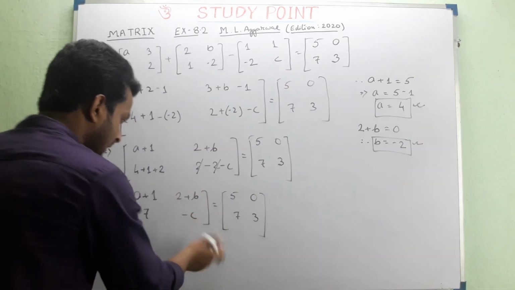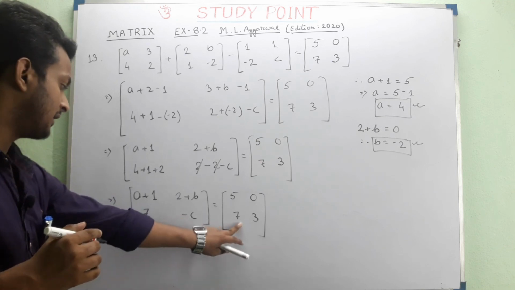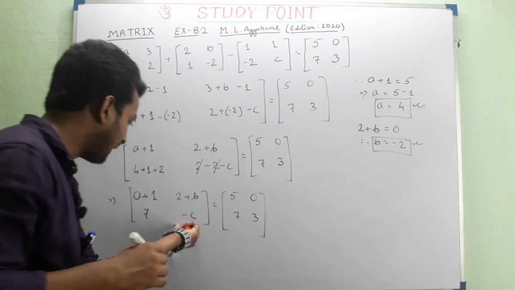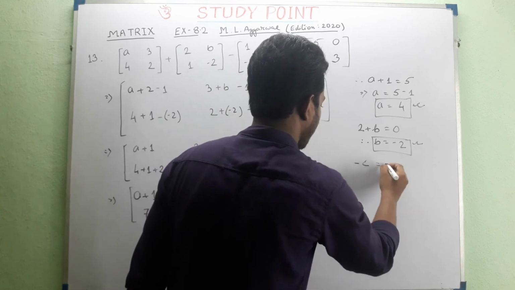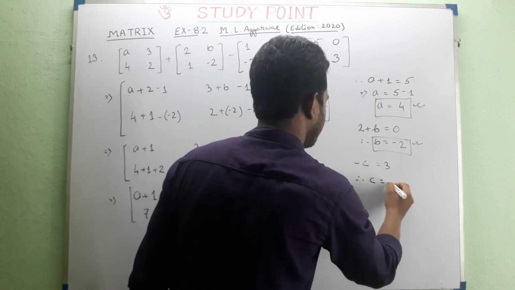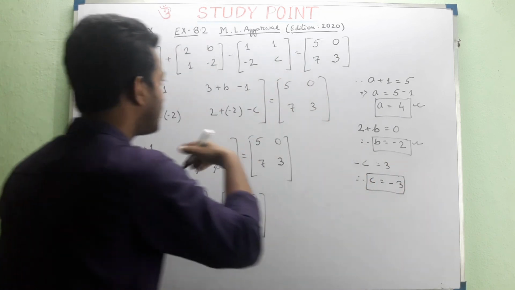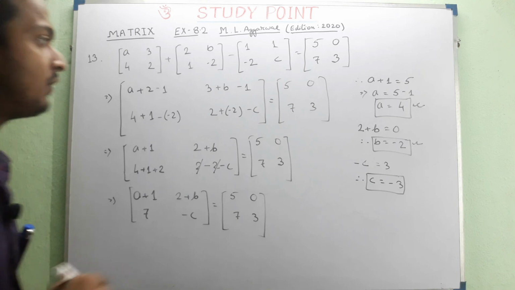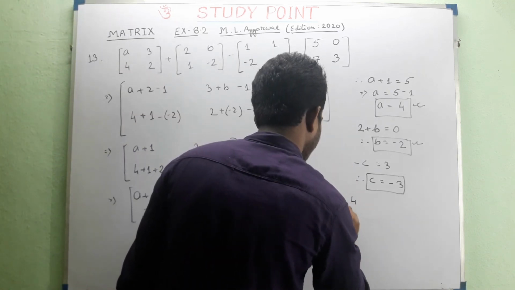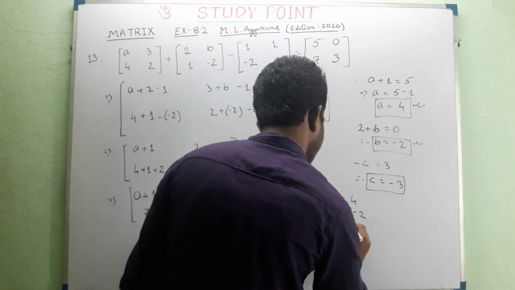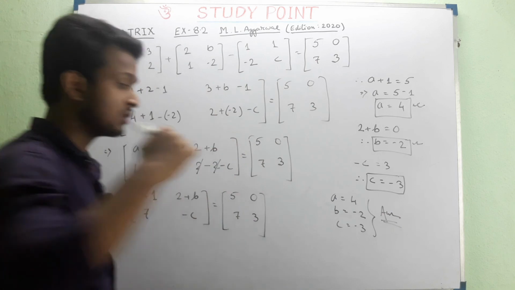Now see, here there is only a constant term, and here also only a constant, so we need not write this one. Now write minus c is equal to 3. Minus c is equal to 3, so c is equal to minus 3. The question was to solve this and find the values of a, b and c. So from here a is 4, b is minus 2, c is minus 3. So this is the answer of question number 13.